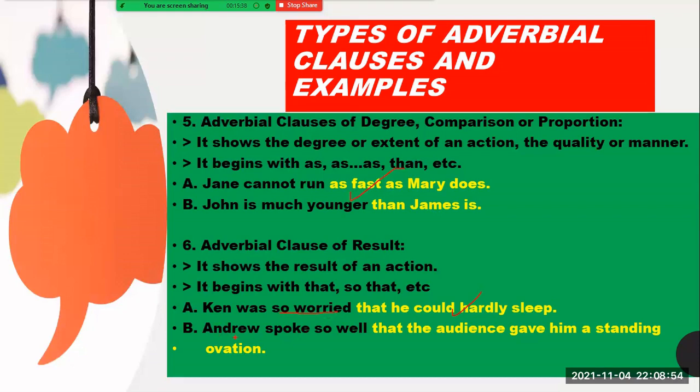Now, example B: Andrew spoke so well that the audience gave him a standing ovation. That the audience gave him a standing ovation is the result of Andrew having spoken so well. All right, so that is about the adverbial clause of result. It shows us the result of an action or a state or feeling.